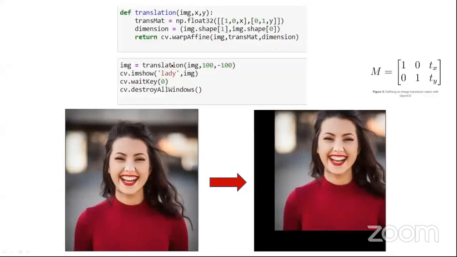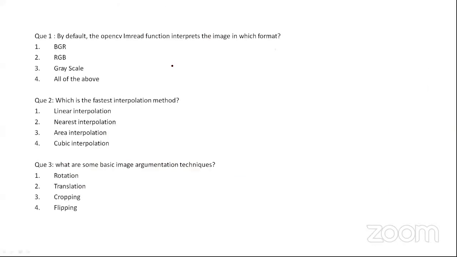Okay, now we have covered the basics of OpenCV, right? Now we will have a quick question and answer session. After this, we will cover advanced functions in OpenCV as well. So my first question: by default, the OpenCV imread function interprets the image in which format?